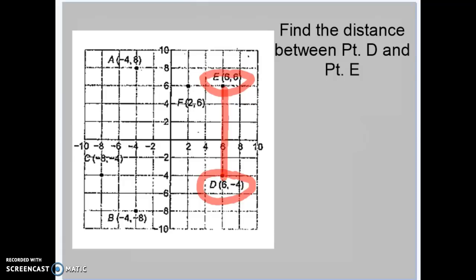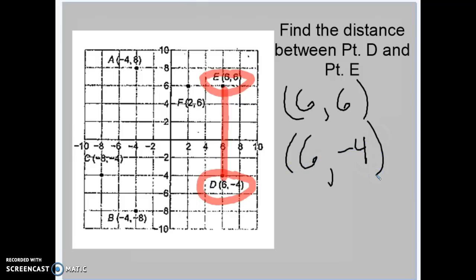So what we're going to do is we know that the ordered pair is 6, 6. And we also know that the second ordered pair is 6, -4. Now what you're going to do is cross out the ones that are exactly the same.